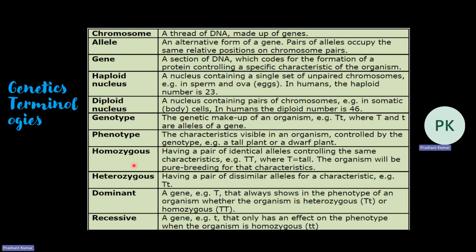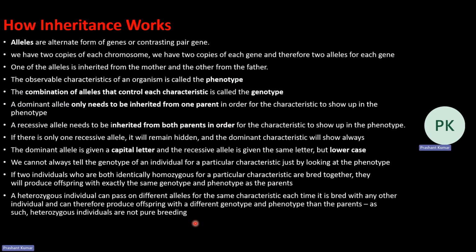Both are homozygous, right? Heterozygous, where alleles are not similar. Dominant, the genes which are always expressed in the generation, written with the capital letter. Recessive, which does not always show the effect, right? And they are written in small letters. So now the question is how inheritance works, right?